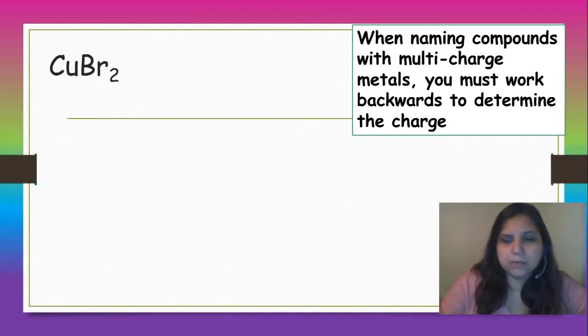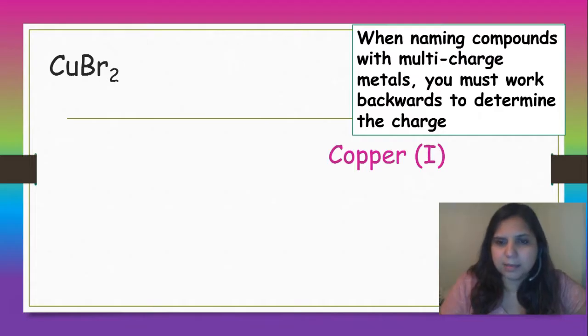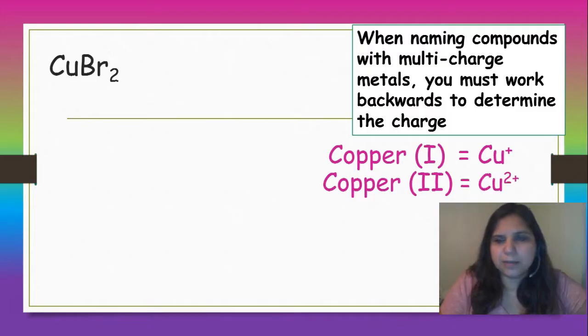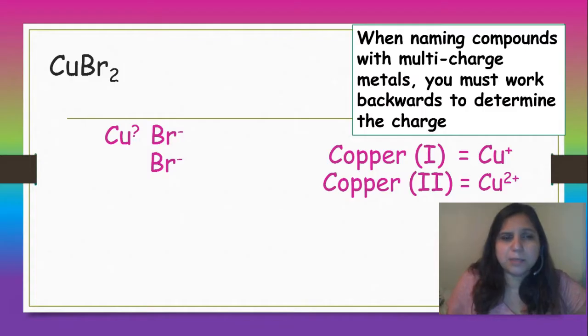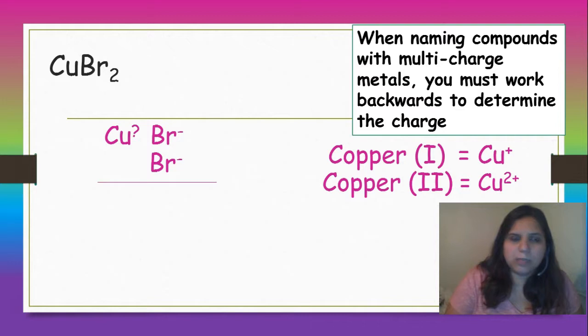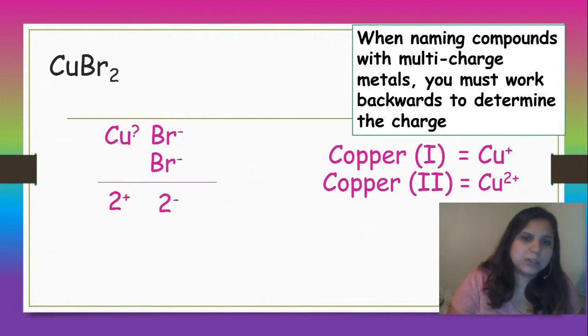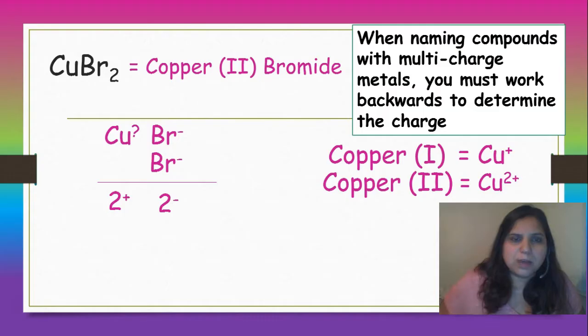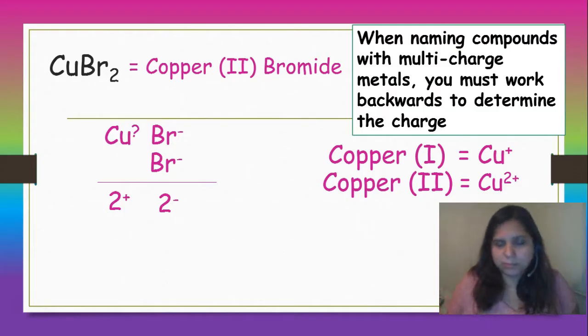So let's work backwards. I'm just going to rewrite what I had. Like I said before, this could be copper 1, it could be copper 2. So let's start by working backwards. Copper 1 would look like Cu+, copper 2 would be 2+. And so we have 1 copper and 2 bromines. That means that the overall charge for the bromine was 2-. So we had to figure out, what did copper by itself have to be in order to cancel out a 2- charge? Well, it had to be a 2+ charge. And so this will be copper 2, Roman numeral 2, bromine.